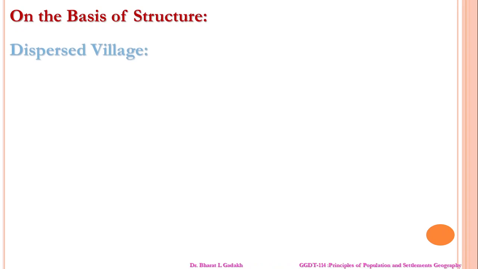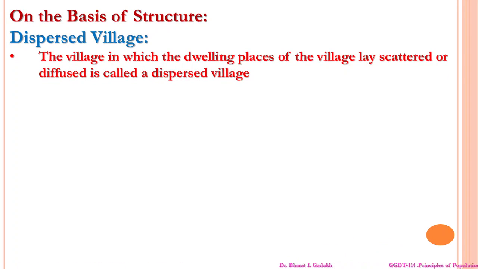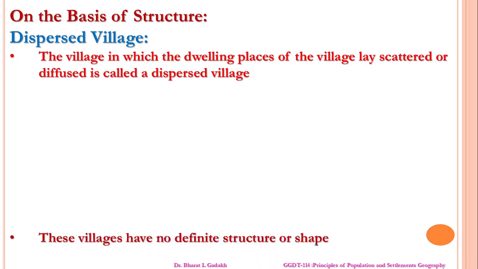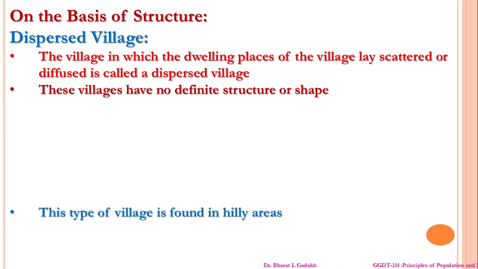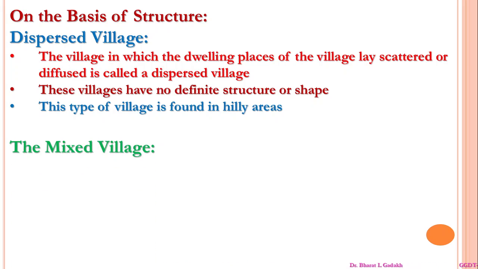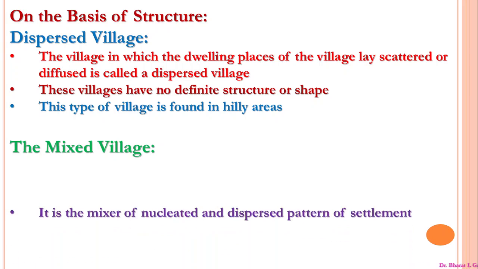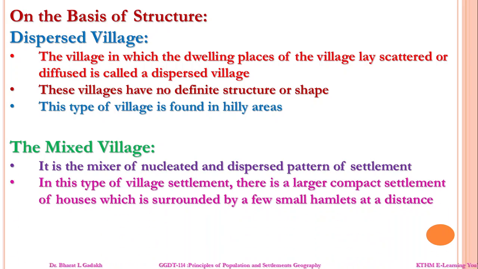Another type on the basis of structure is dispersed villages. Villages in which the dwelling places lie scattered or diffuse are called dispersed villages. These villages have no definite structure. This type of village is found in hilly areas. Then mixed villages, a mixture of the nucleated and dispersed patterns of settlement, are also found.